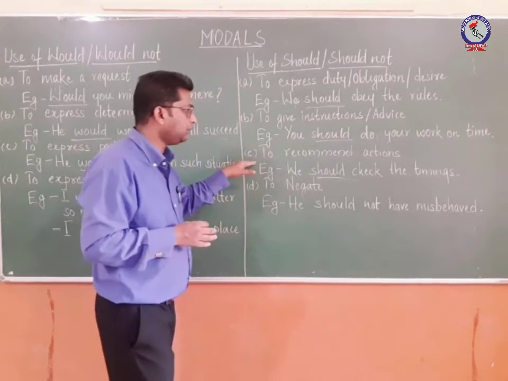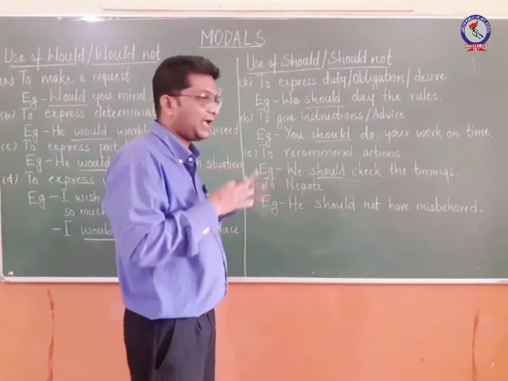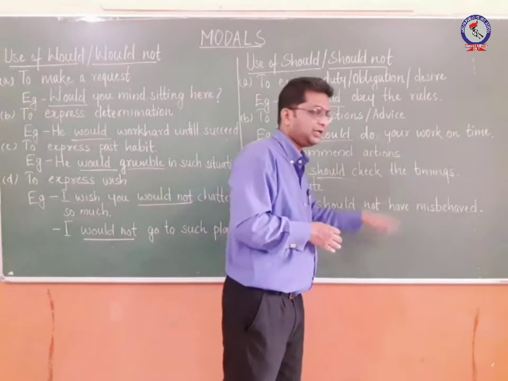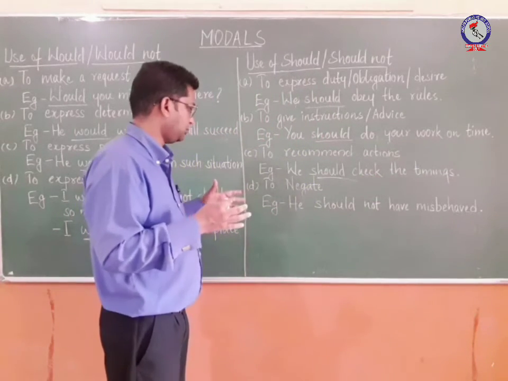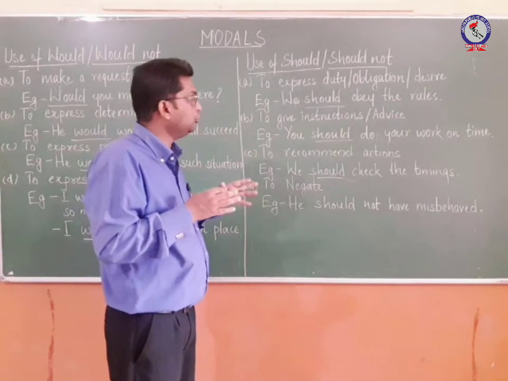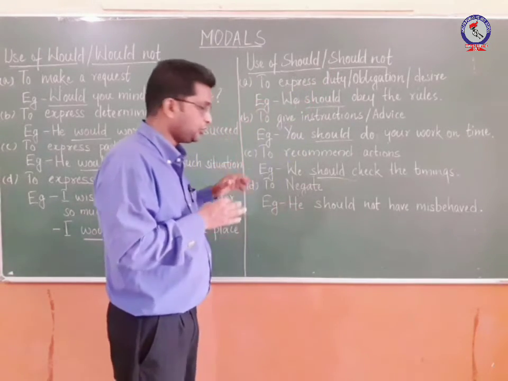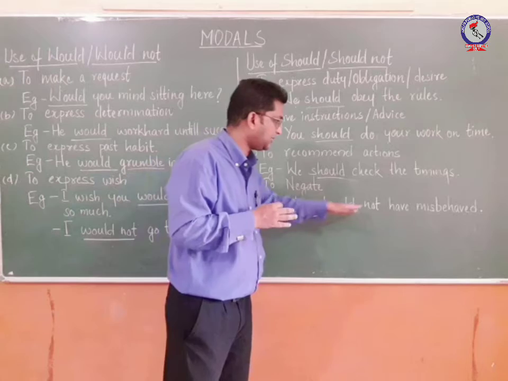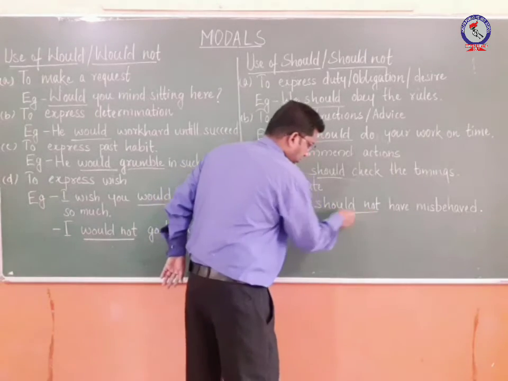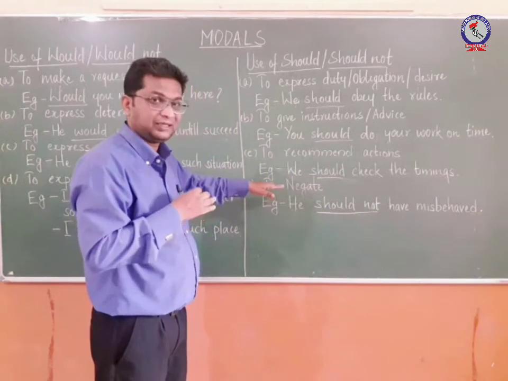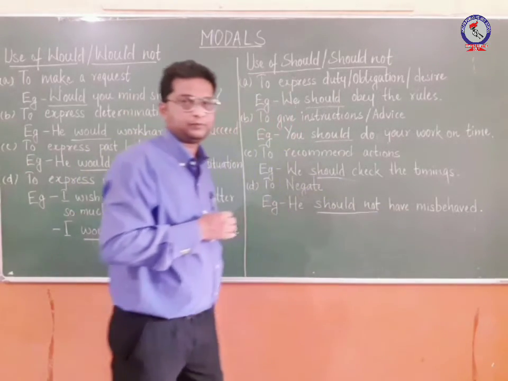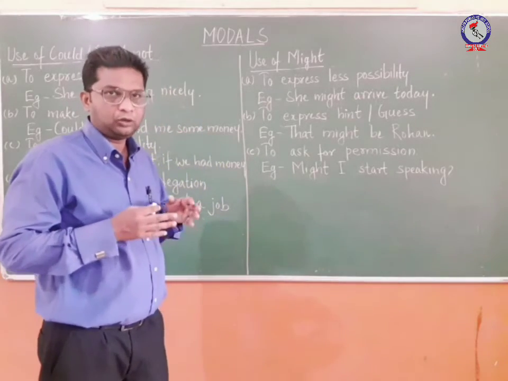Now the next, to recommend action. To represent some sort of action that has to take place. Example: We should check the timings. It represents an action. Now lastly, to negate. In what cases will we use should not? Example: He should not have misbehaved. Here should not is used to negate, to refuse, or to say no. Let's see the use of could and could not.